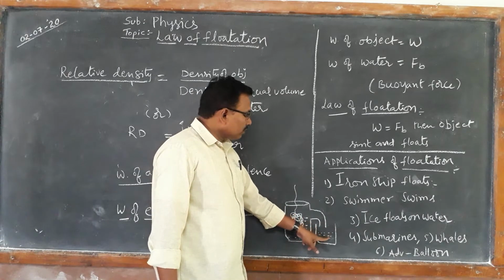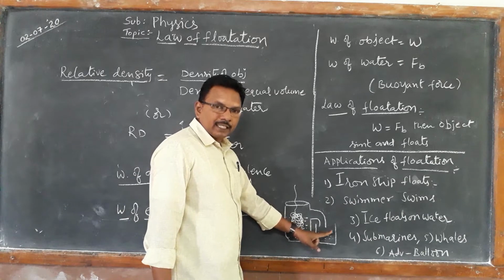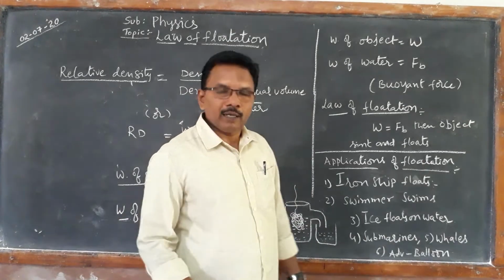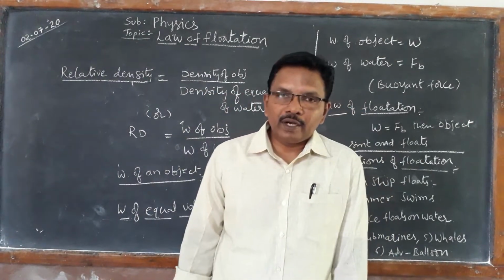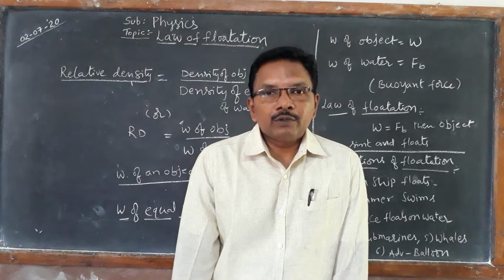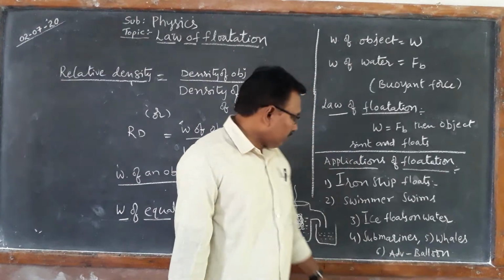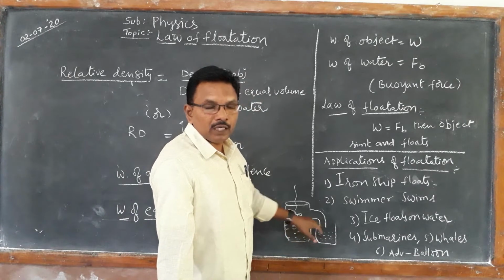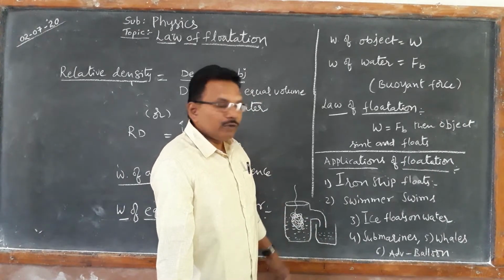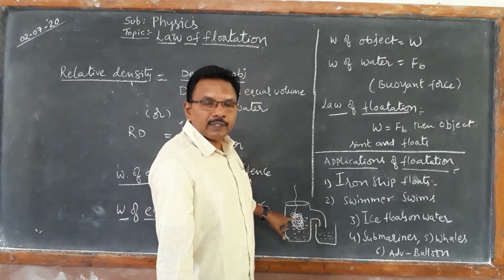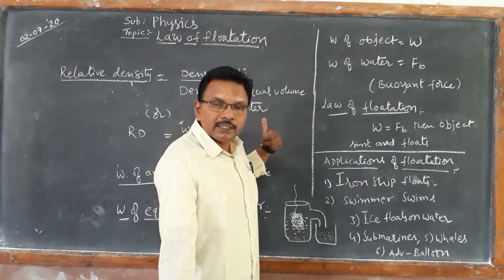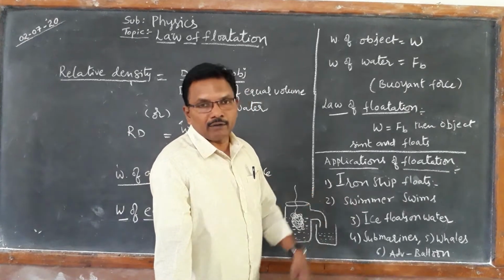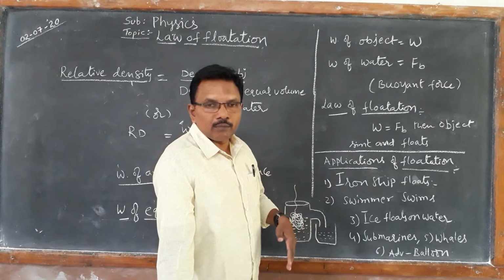The water we collected in the other beaker has a volume equal to the volume of the object. In such a way we can find out the equal volume of water to the object. So now we can say the volume of the water is equal to the volume of the object. Both volumes are the same. Now we can find the weights. The weight of the object we can find using a simple balance or any balance. The weight of the water we can also find out using some methods.